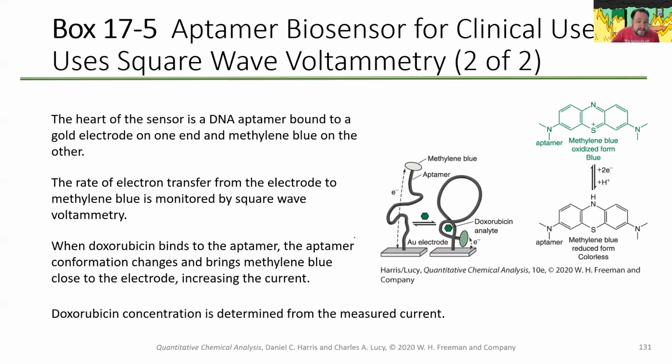So you got this aptamer, it's stuck on a gold electrode surface, and the rate of the electron transfer from the electrode to methylene blue, which is stuck at the far end of this DNA, is monitored by square wave voltammetry. So what happens is, here is your analyte. The DNA kind of wraps itself around the analyte. When it does that, there's this methylene blue molecule that is now close to the surface of this gold.